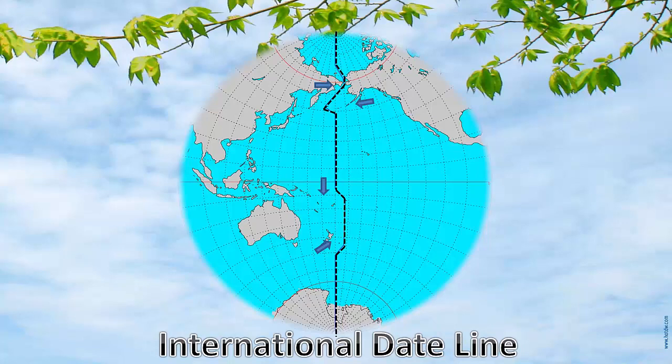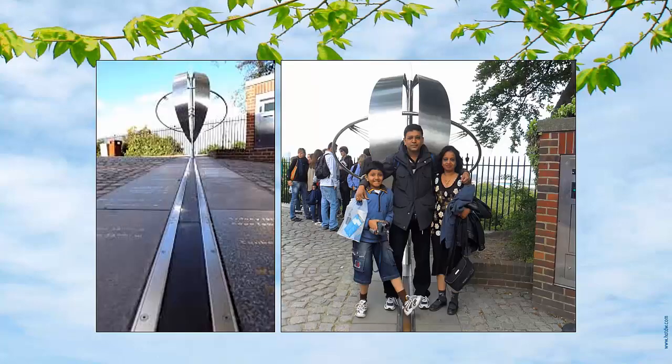The prime meridian on one side and the international dateline on the other divide the globe into the eastern and the western hemisphere respectively. How do we understand the eastern and western hemisphere? Now, as seen in this picture to the left, the prime meridian has been actually drawn on the ground at Greenwich in London.